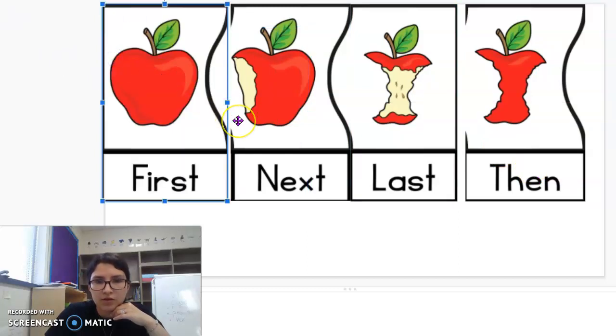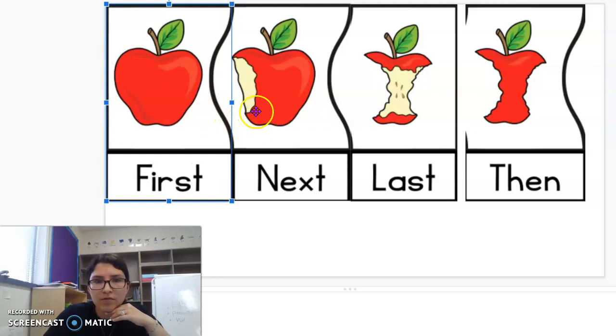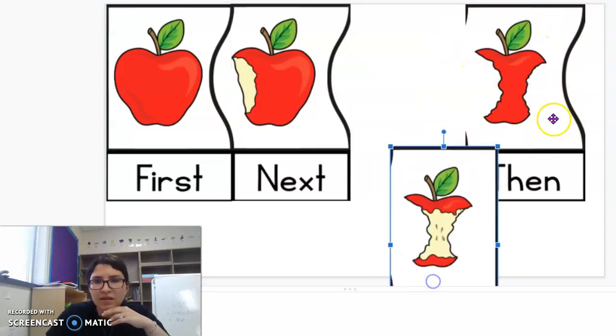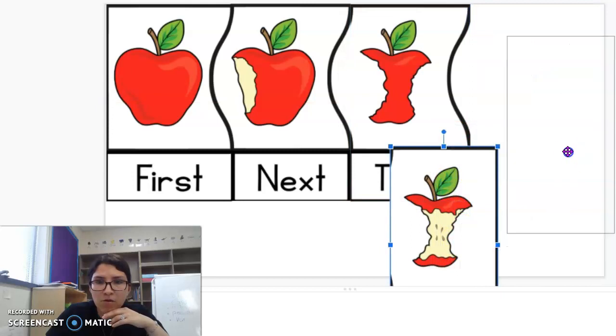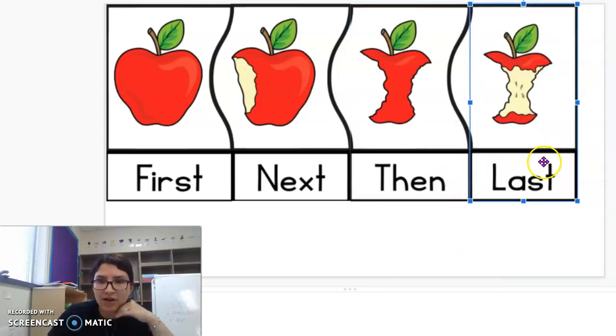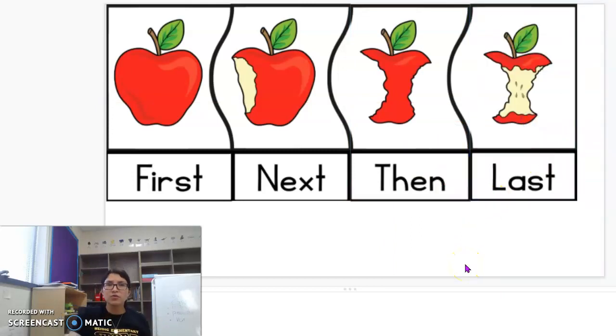Back. Do you start off with a whole apple, then a couple bites, and then it's all gone and you have a little bit more? That doesn't make sense. What would make sense is we have first, next, then you have a couple more bites, and then you have last, okay? So that's what chronological order is.